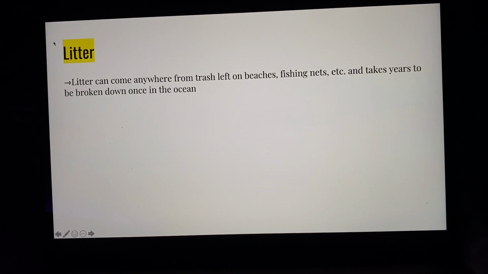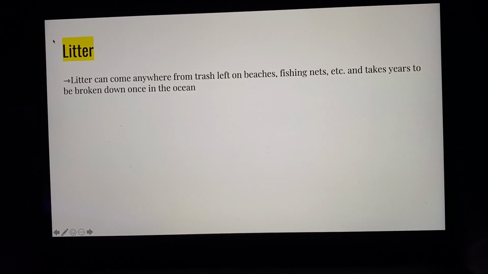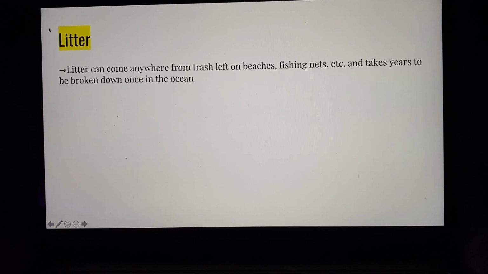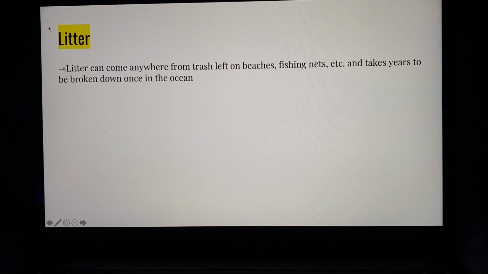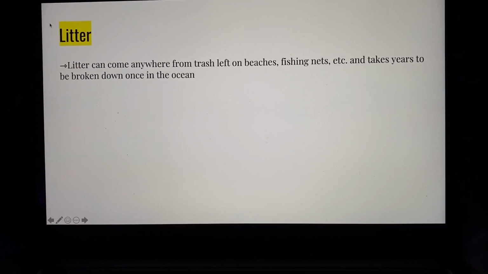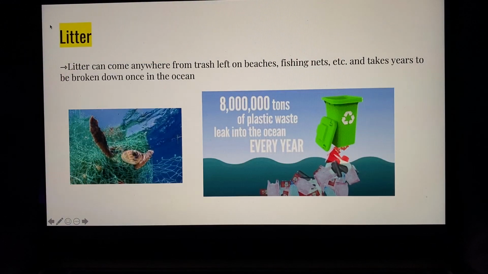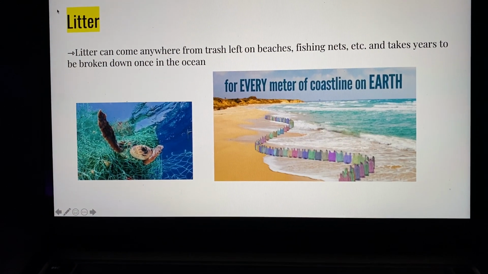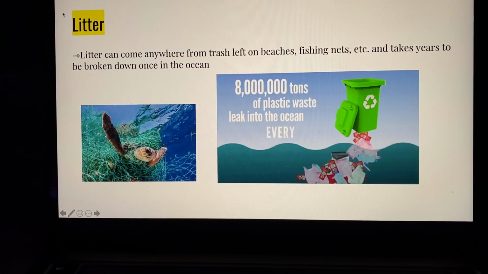And lastly, as everybody knows, litter is a huge part of the pollution in our oceans, and it can come anywhere from trash left on the beaches to fishing nets, etc. It can take years to be broken down once it's in the ocean. And like the picture here on the left, if a net gets stuck around a turtle, it can be very hard for them to get out of that.